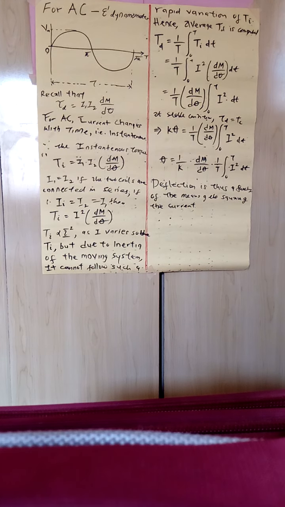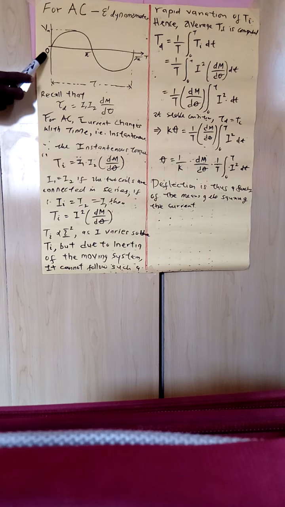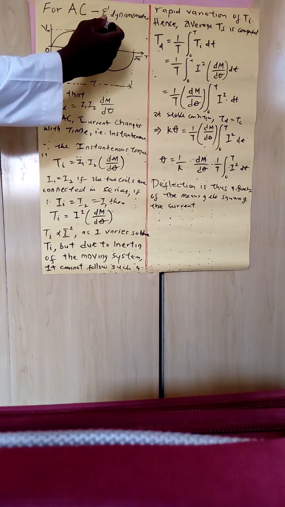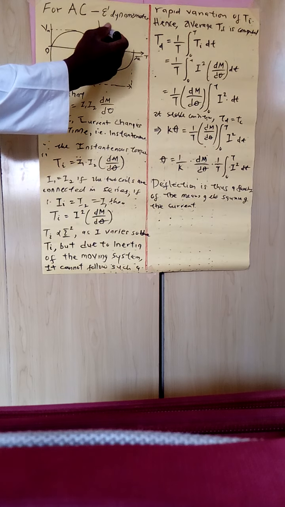Yesterday, we were able to establish the relationship between the deflection angle for DC. Now today we continue, and today we are going to take the AC part of it. And AC is nothing but that which varies with time.